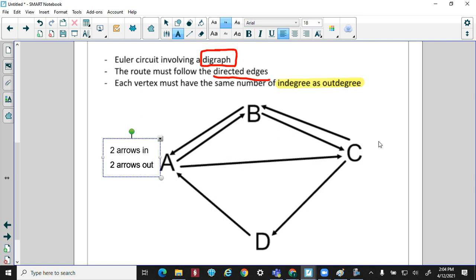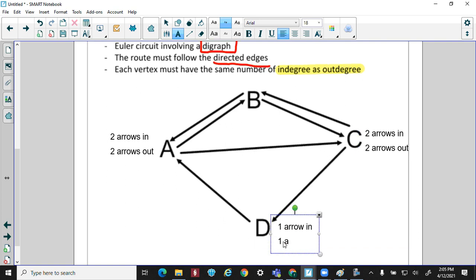Okay, that's good. Look at C, same exact thing. Two arrows are coming in, two arrows are going out. Okay, let's look at D. D, one arrow in, one arrow out. Look at B. How many arrows are pointing at it? Two arrows in, two arrows out. Notice how each vertex has the same number of arrows coming in as arrows going out. That means it has an Euler circuit.